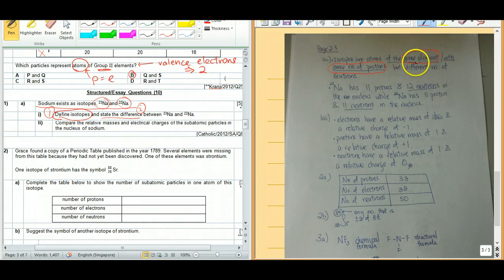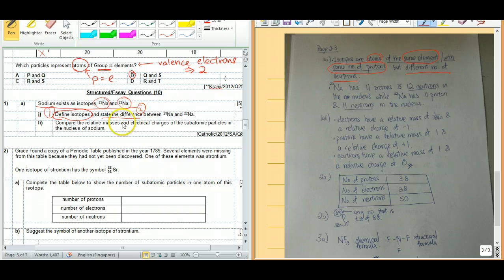And what is the key thing here? They must have a different number of neutrons. So this is the statement here. Isotopes are atoms of the same element with a different number of neutrons. Or you can say atoms with the same number of protons but a different number of neutrons.